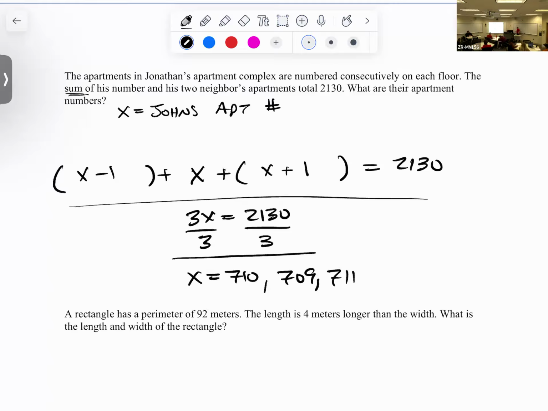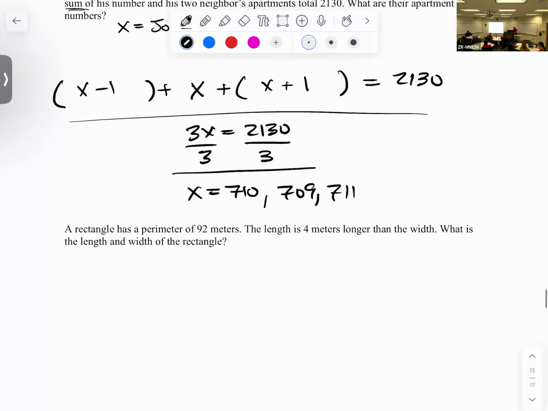And does that all add to 2130? We could check that, but it's obvious with math, right? So again, piece at a time.